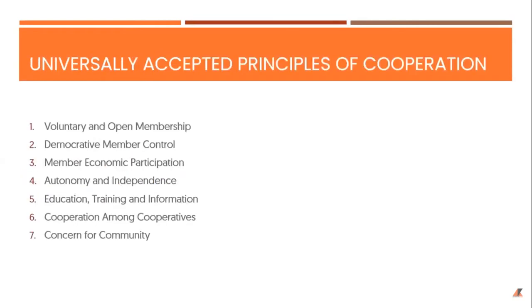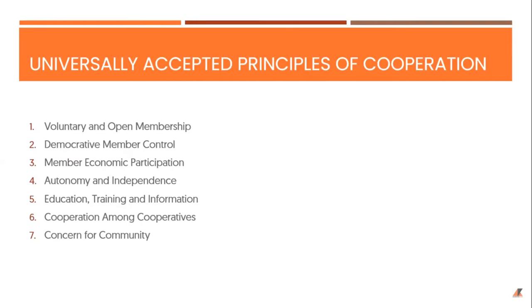We mentioned earlier the universally accepted principles of cooperation. Based on our Cooperative Code of the Philippines, we have seven. Okay? And you can see them now. Number 1, voluntary and open membership. Second, democratic member control. Third, member economic participation. Fourth, autonomy and independence. Fifth, education, training, and information. Sixth, cooperation among cooperatives. And number 7, concern for the community.